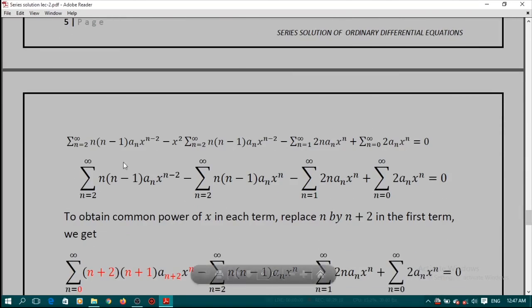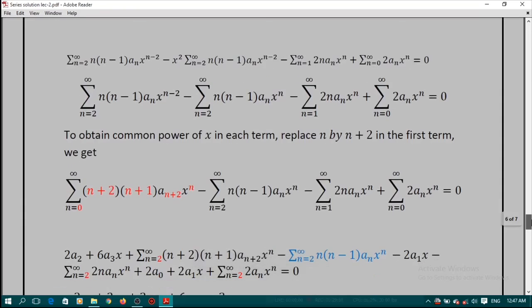So the first summation will be as it is, summation n running from 2 to infinity n into n minus 1 a n x raised to n minus 2. Now include this x square into the summation notation. We get summation n running from 2 to infinity n into n minus 1 a n x raised to n, minus summation n running from 1 to infinity 2n a n x raised to n, plus summation n running from 0 to infinity 2 a n x raised to n, and that equals 0.